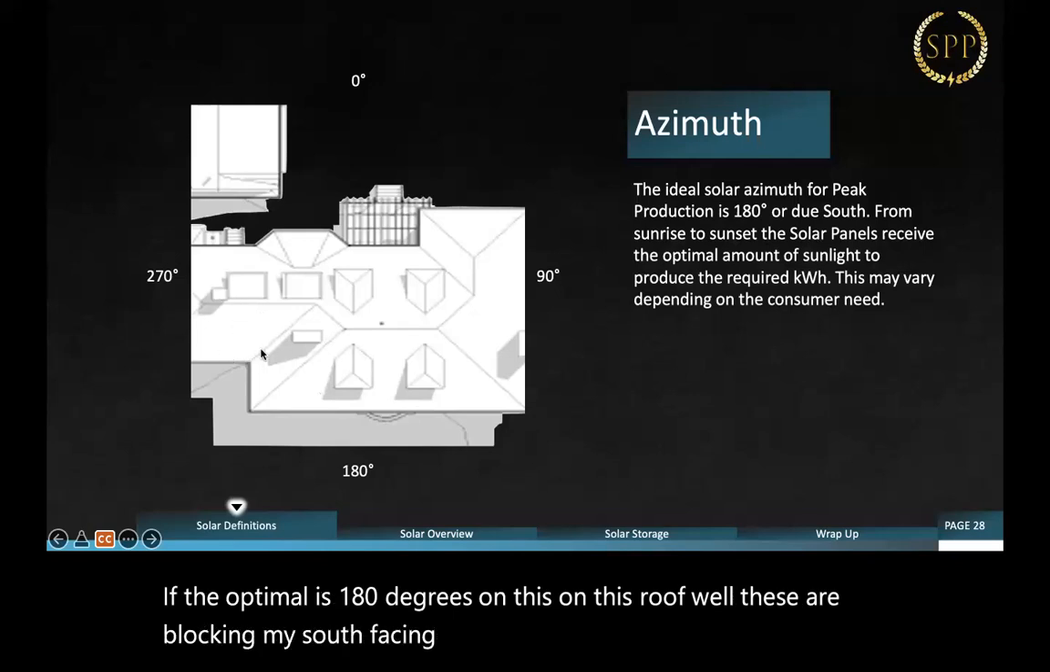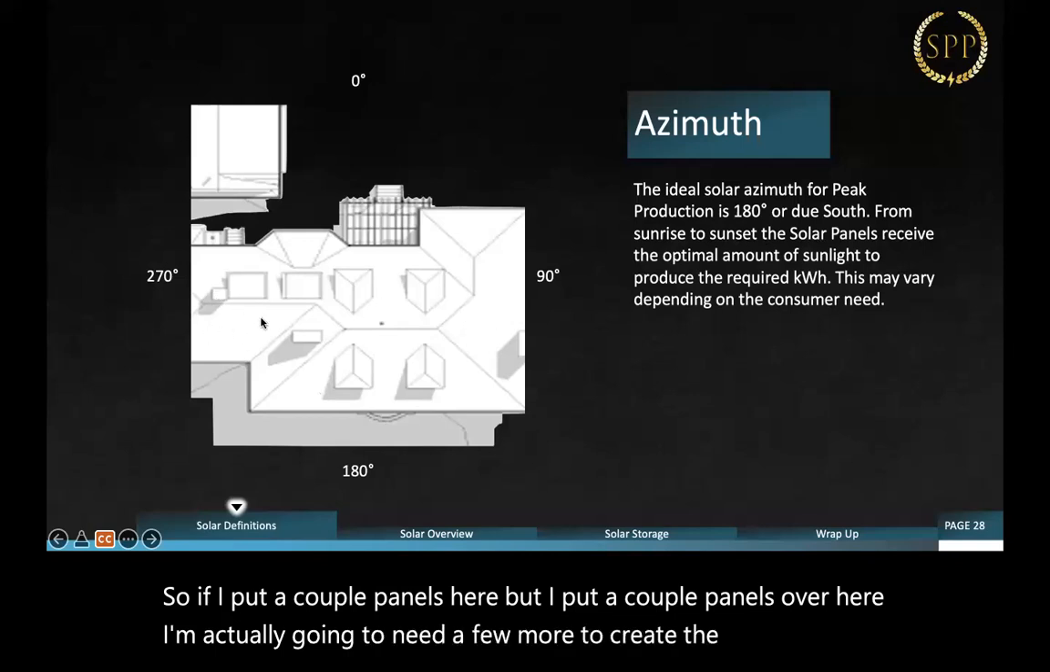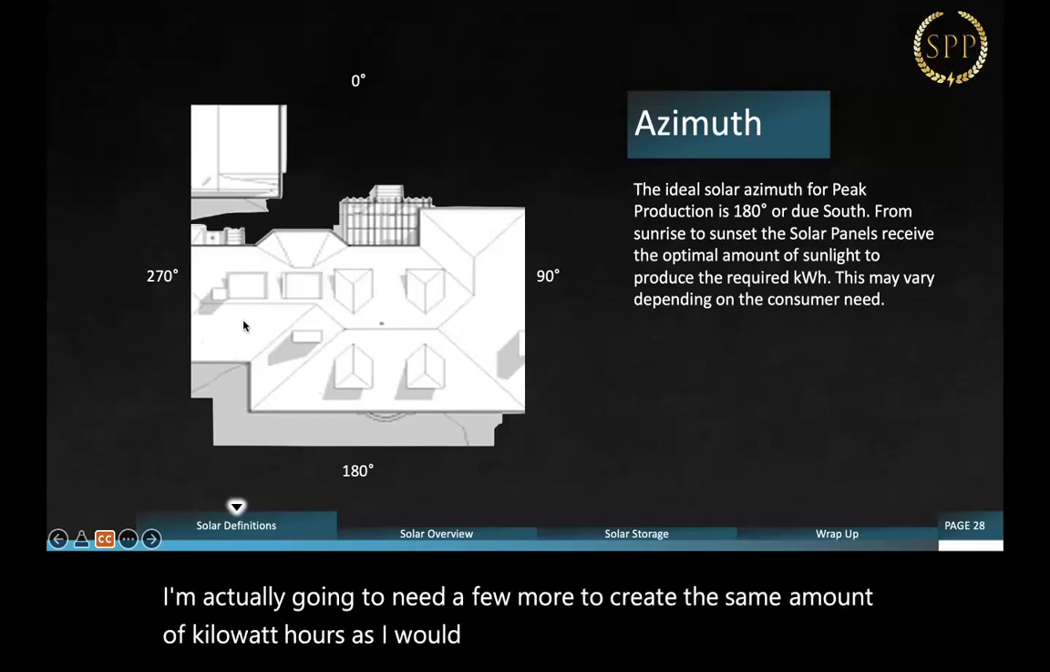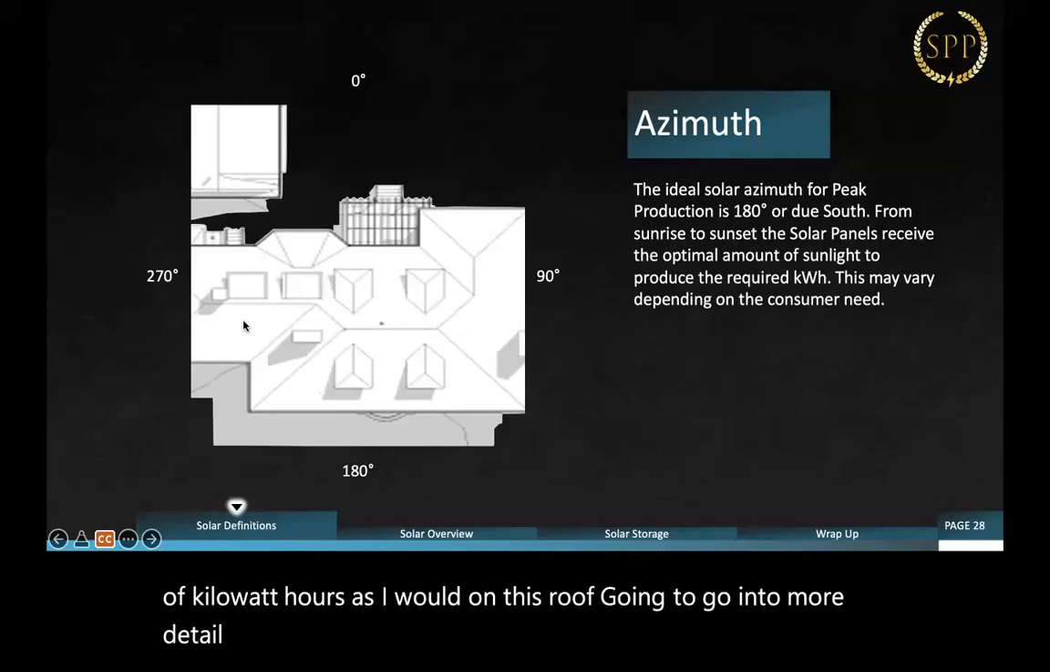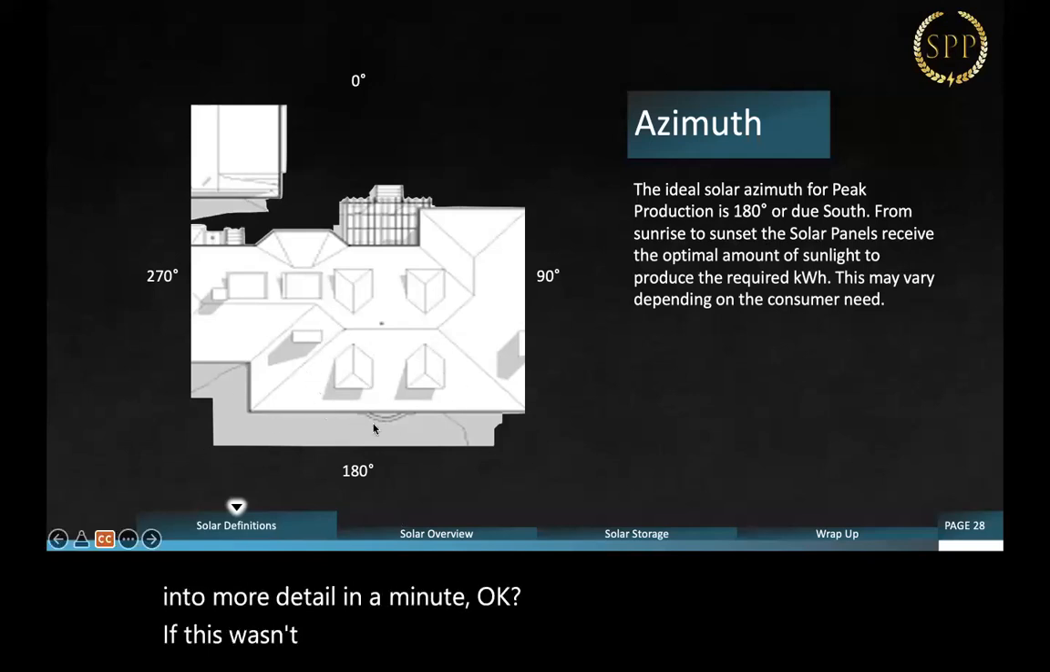I still have a small section here. So if I put a couple panels here, but I put a couple panels over here, I'm actually going to need a few more to create the same amount of kilowatt hours as I would on this roof. I'm going to go into more detail in a minute. Okay. If this wasn't here, I could probably put all the panels right here and reach just fine.